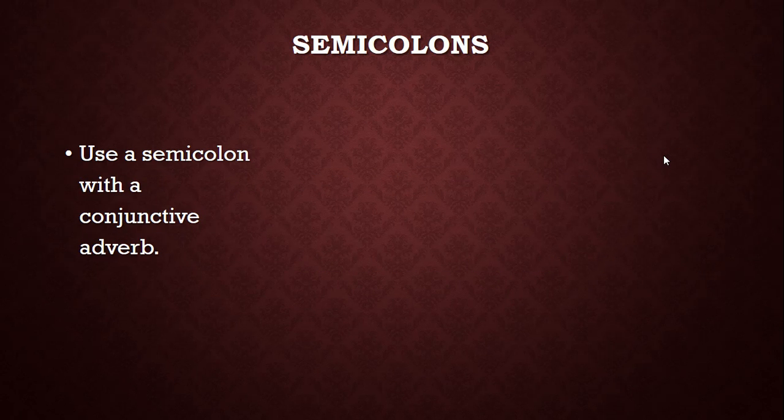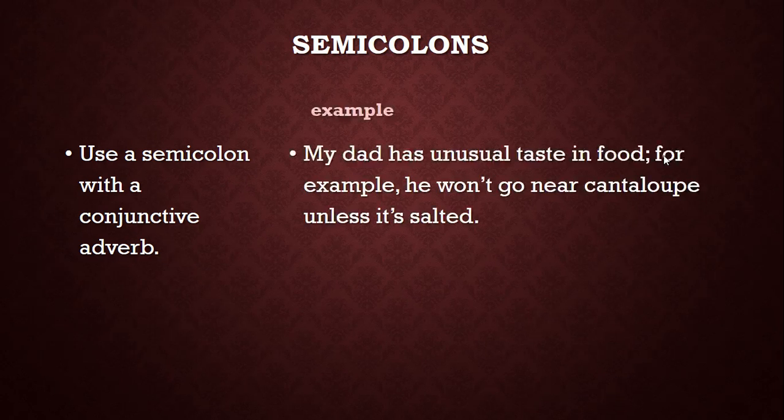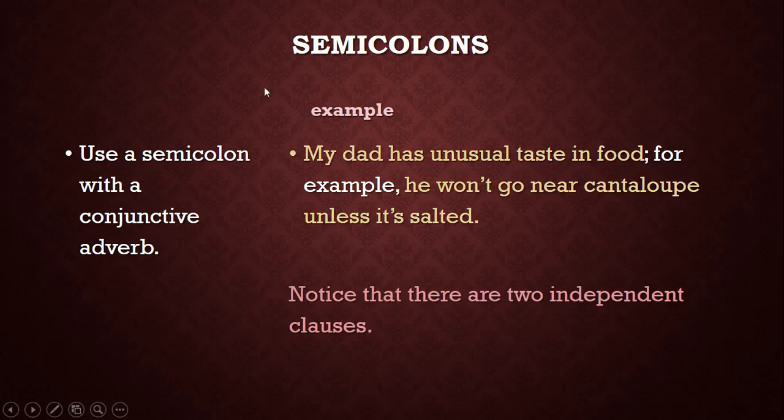Okay, so we can use a semicolon with a conjunctive adverb, and this is really common. My dad has unusual taste in food; for example, he won't go near cantaloupe unless it's salted. Okay, in this case, we have two independent clauses. We always have to have that with a semicolon.